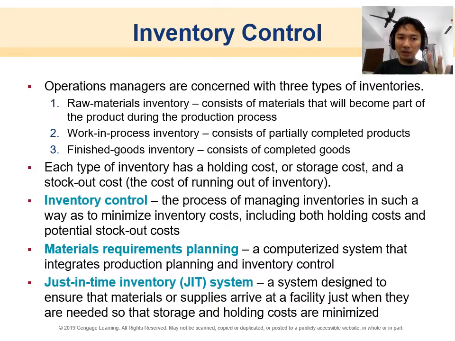Again, we have three types of inventory: raw material, work in process, which is partially completed product, and lastly, finished goods inventory. We might have to store all three of these. Therefore, inventory control is important. What is inventory control? Inventory control is the process to manage our inventories to minimize our inventory or storing costs, which include holding costs and potential stock out costs.